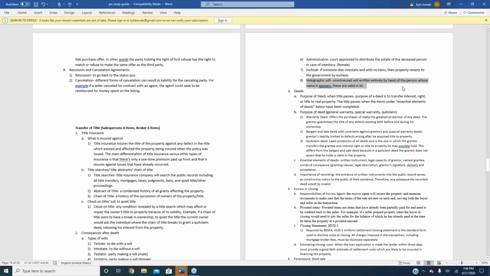And then a holographic will. It's completely handwritten. It's unwitnessed and valid in New Jersey. So again, holographic wills, it is completely handwritten, unwitnessed, and it's valid in New Jersey.